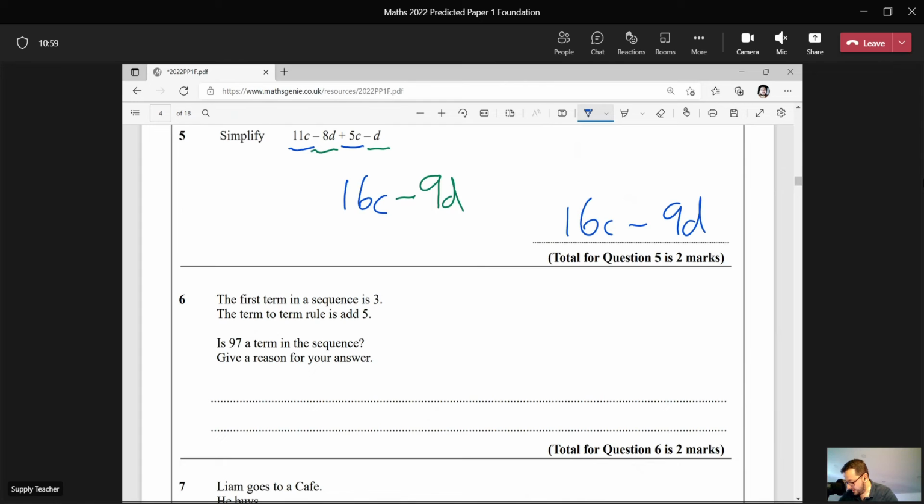Alright, number 6. The first term in a sequence is 3. The term-to-term rule is add 5. And then it asks, is 97 a term in the sequence? Give a reason for your answer.